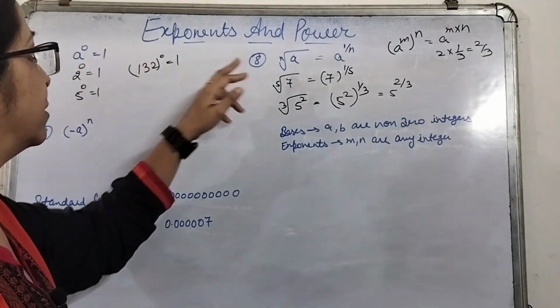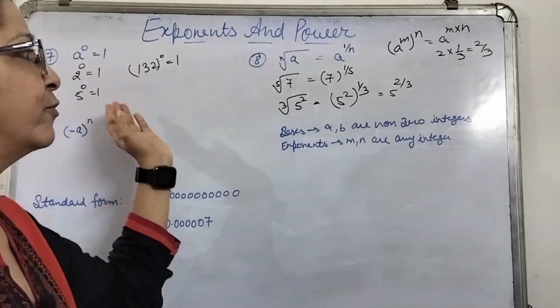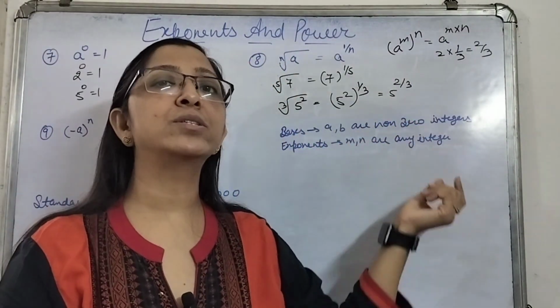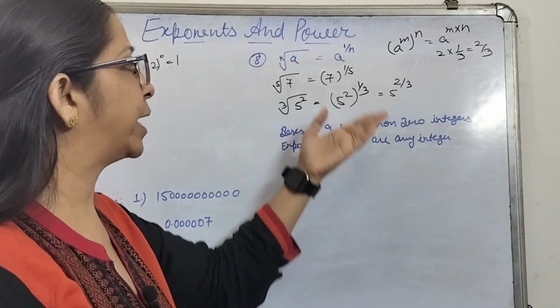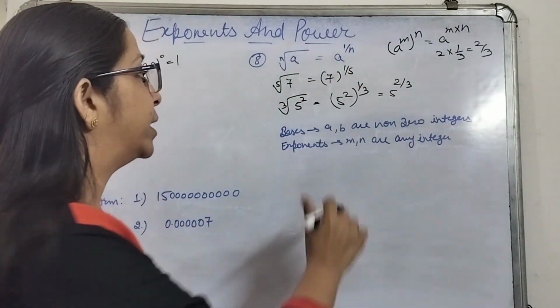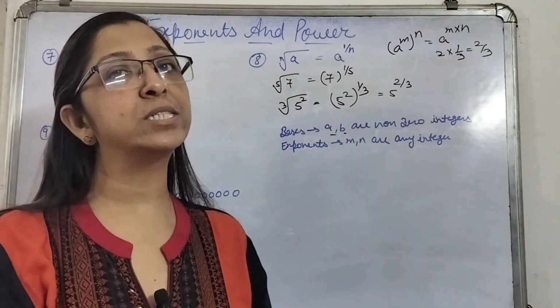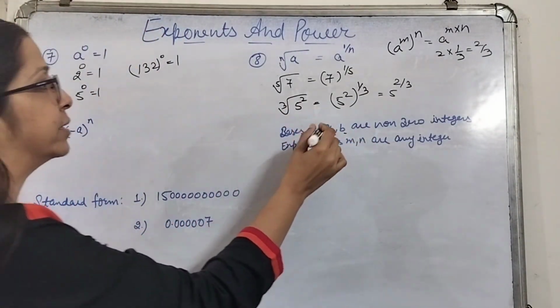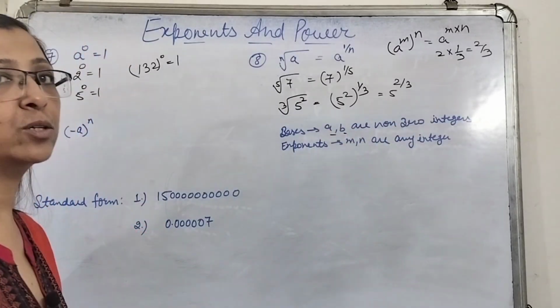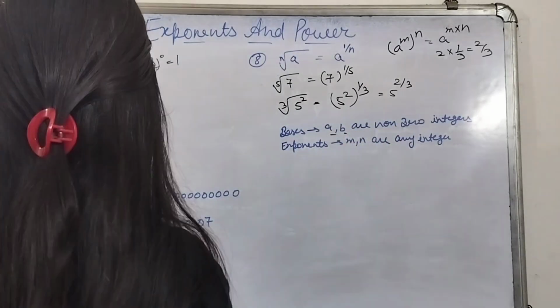Wheresoever we are using the bases a or b, we are considering that they are non-zero integers. And the powers which we are taking as m or n are any integers, but the bases are non-zero integers that we are considering. We are already taking into consideration that the bases are non-zero integers or real numbers.